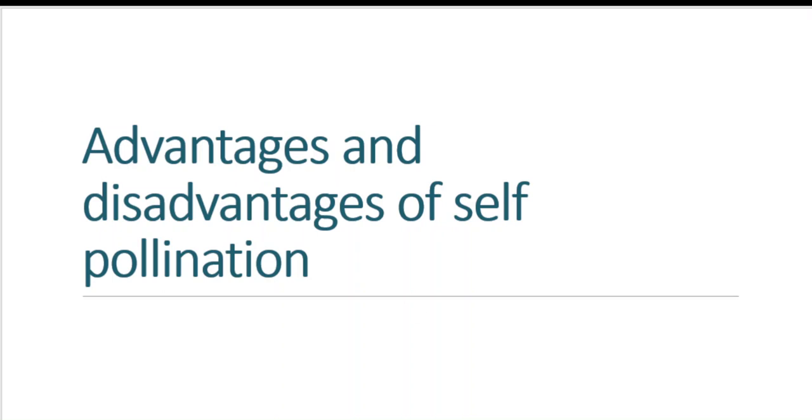So in the previous lecture we had studied about pollination, types of pollination and types of pollinators, right? So today we will discuss the further part of pollination, and there are just 3 points left in pollination. Then you will be done with this topic and you will go towards pollen-pistil interaction. So let's begin. Advantages and disadvantages of self-pollination.